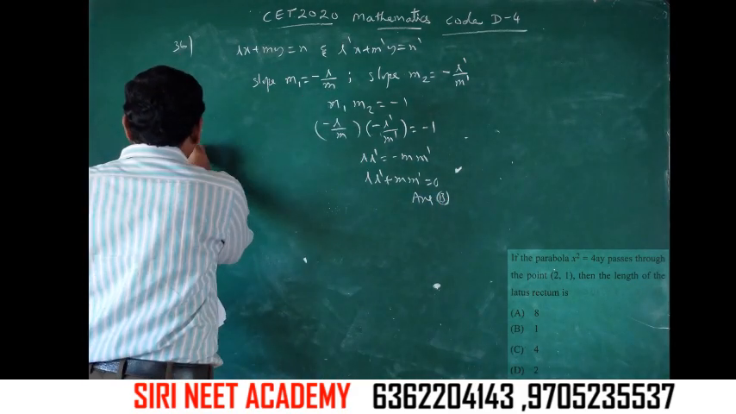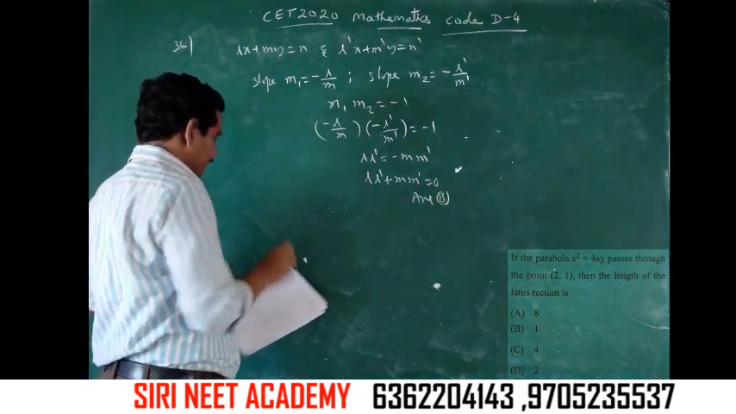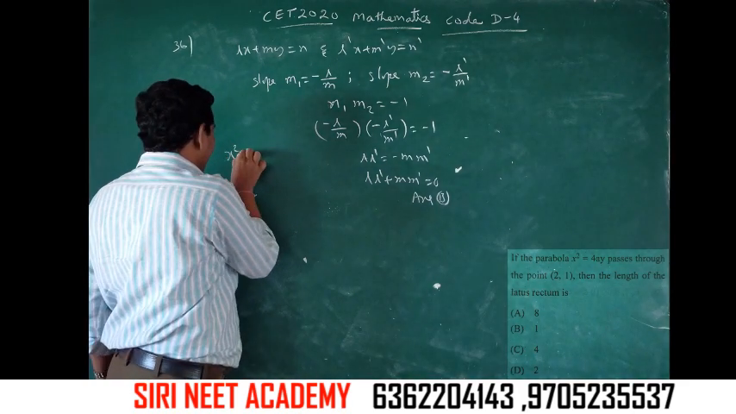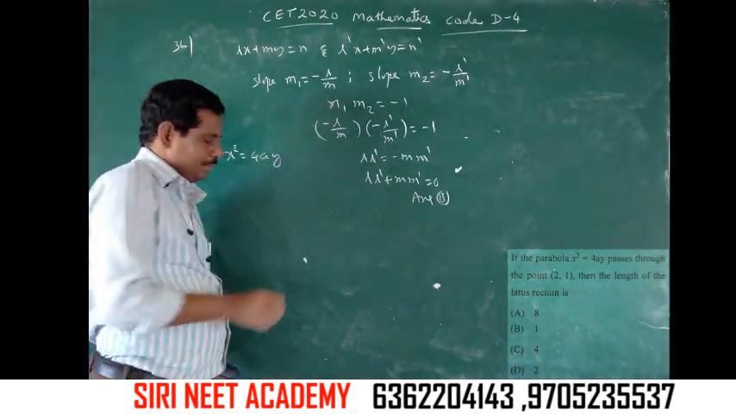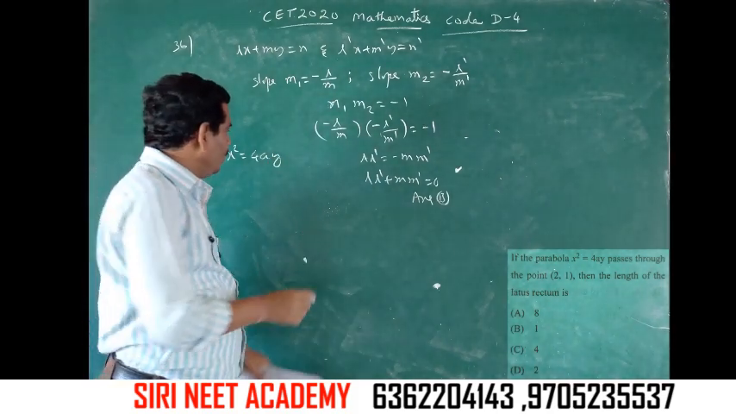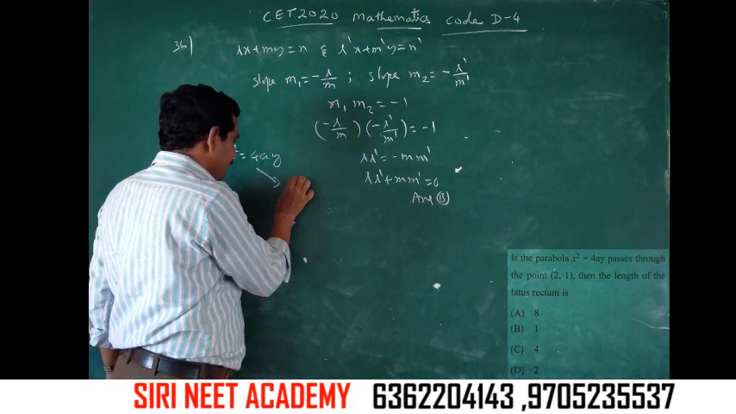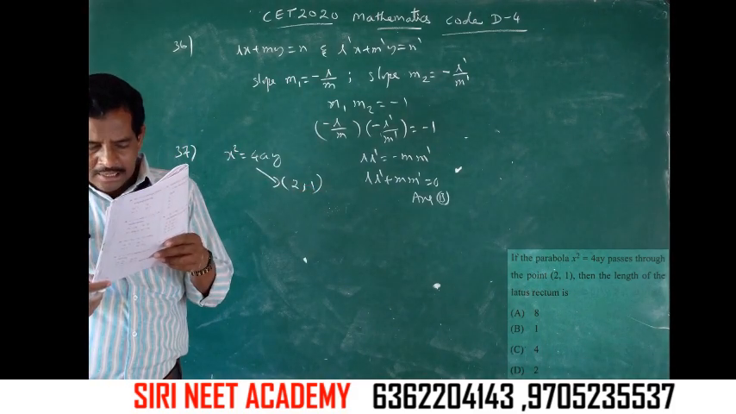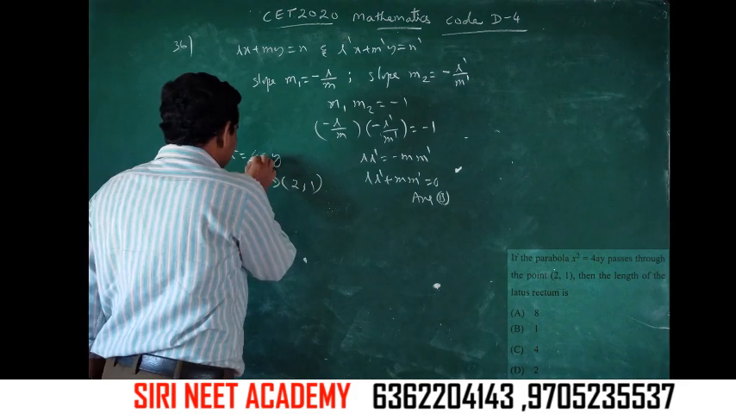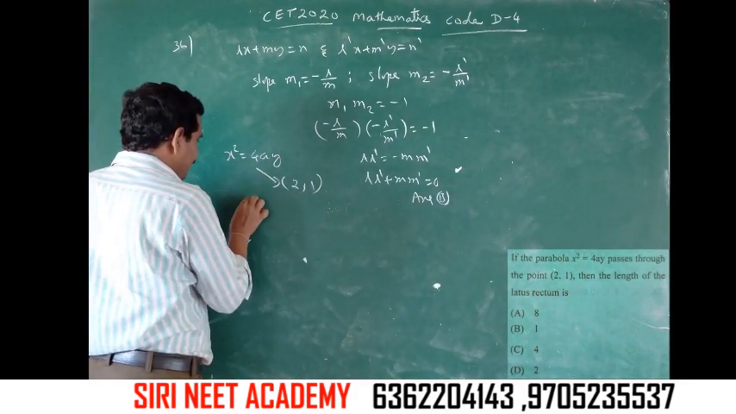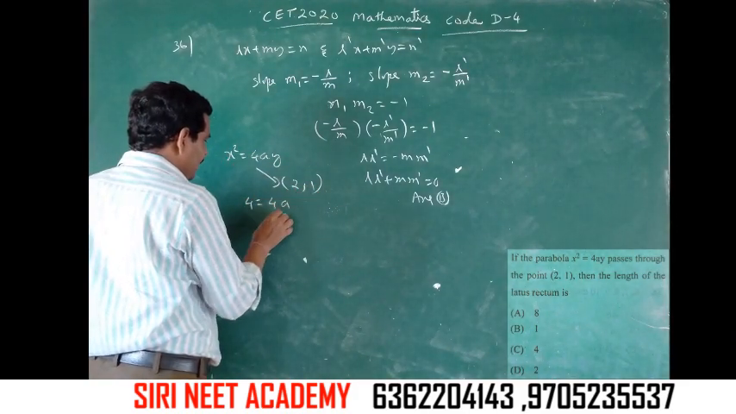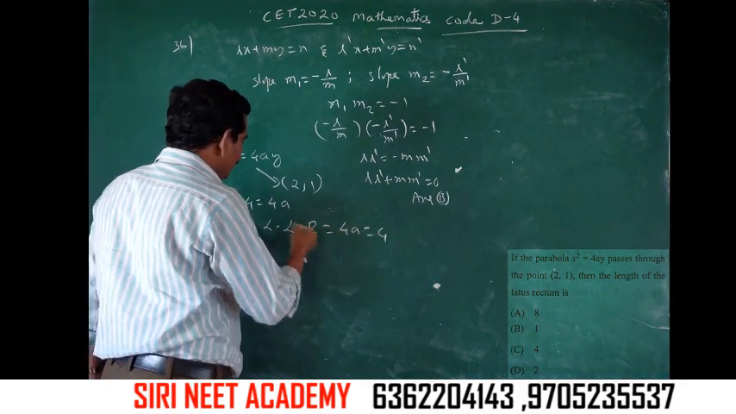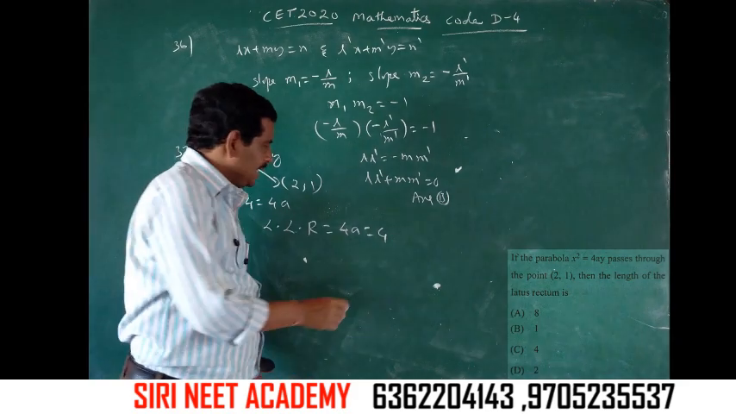Now question number 37. The parabola x square is equal to 4ay is passing through the point 2, 1. Then the length of its latus rectum? Substitute x is equal to 2, y equal to 1. 4 is equal to 4a. So the length of latus rectum is 4a, value 4. So option C.